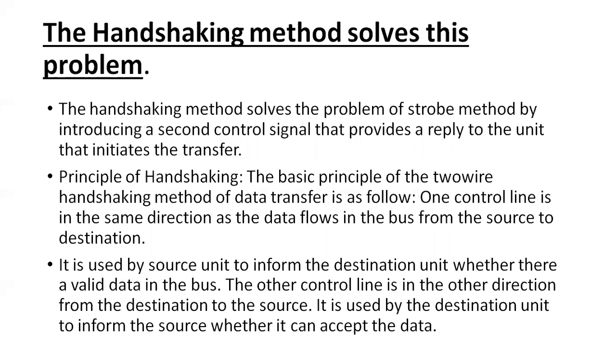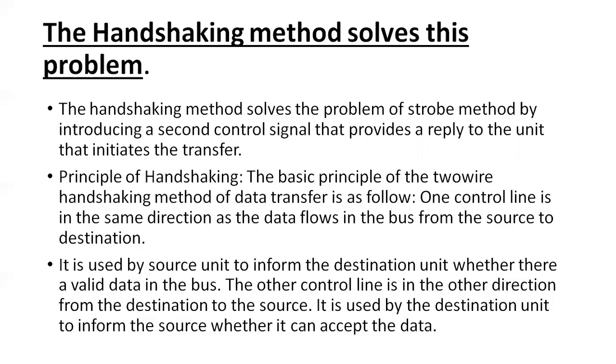Now, the handshaking method resolves the problem of the strobe method for data transfer using the asynchronous mode of data transfer. What is the handshaking method? The handshaking method solves the problem of the strobe method by introducing a second control signal along with the first one, the strobe signal, that provides a reply to the unit that initiates the transfer. So here you can know whether the data is accepted by the destination register or not.